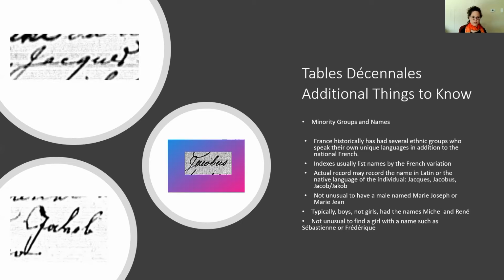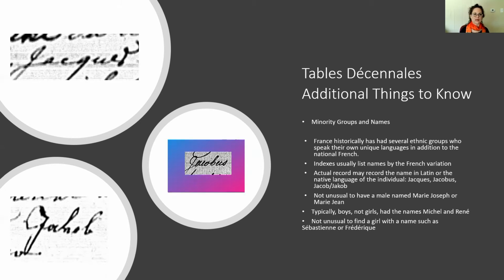So, as I said, French is the national language of France. If you're looking at some of the minority groups, there are several, but some of the big examples are the Alsatians up in the region by Germany. There are the Basque down by Spain in the Pyrenees Mountains. There are the Bretons in Brittany, and they're descendants of the Celts. So there's quite a variety. So what a person's actual name was may not be recorded in the table décennale.